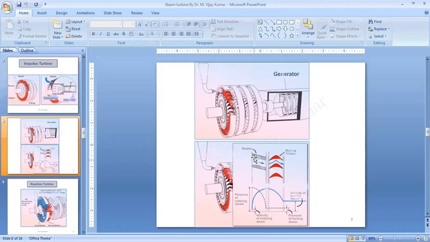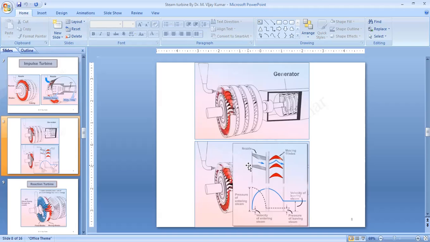You can see here there is a graph with a vertical and a horizontal axis. You can see there are two sections. The first section is related to the nozzle, and the other section is the blades. Between these blades the steam will be flowing.